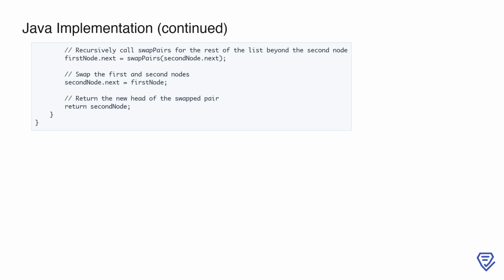Then, we handle the actual swapping of the two nodes by making the second node point to the first node. This completes the swap for the current pair. Finally, we return the second node as the new head of the swapped pair, ensuring that the modified structure is passed back up the recursive chain.